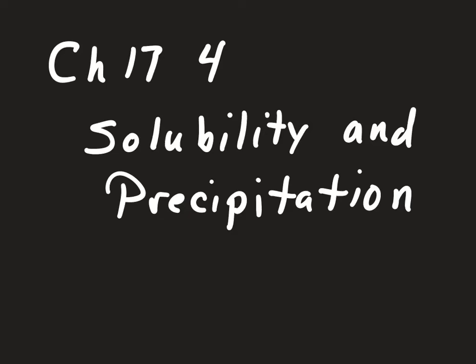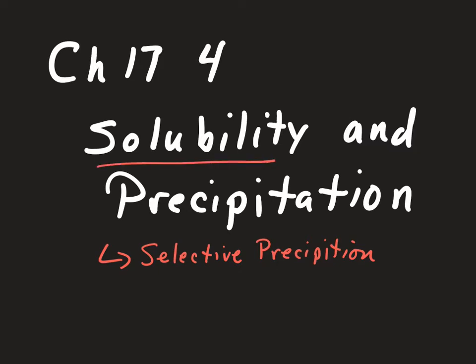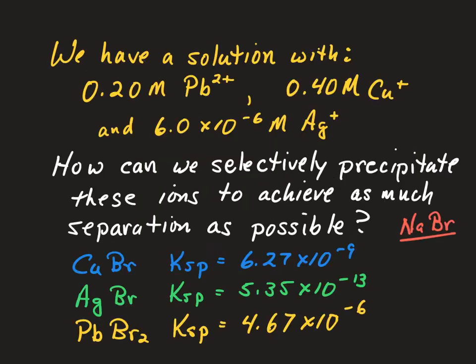Okay, so here I'm going to look at one big combined problem focusing on solubility, solubility product constants, and precipitation, specifically selective precipitation, which lets us separate ions that are already in a solution, in a way, using solubility and solubility product constants.